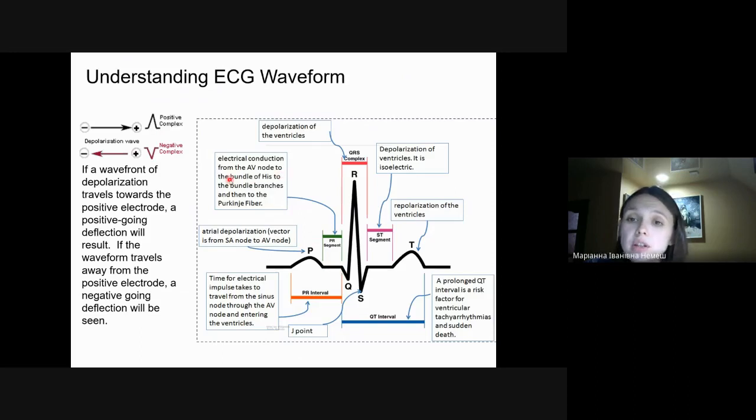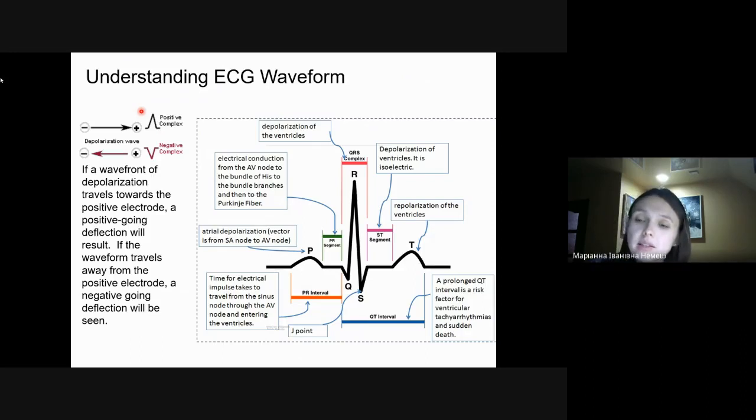It reflects electrical conduction from the AV node to the bundle of His, the bundle branches, and then the Purkinje fibers. The Q wave should be only one quarter of the size of the R wave, the main ventricle wave. Its duration should be about 0.03 to 0.04 seconds.